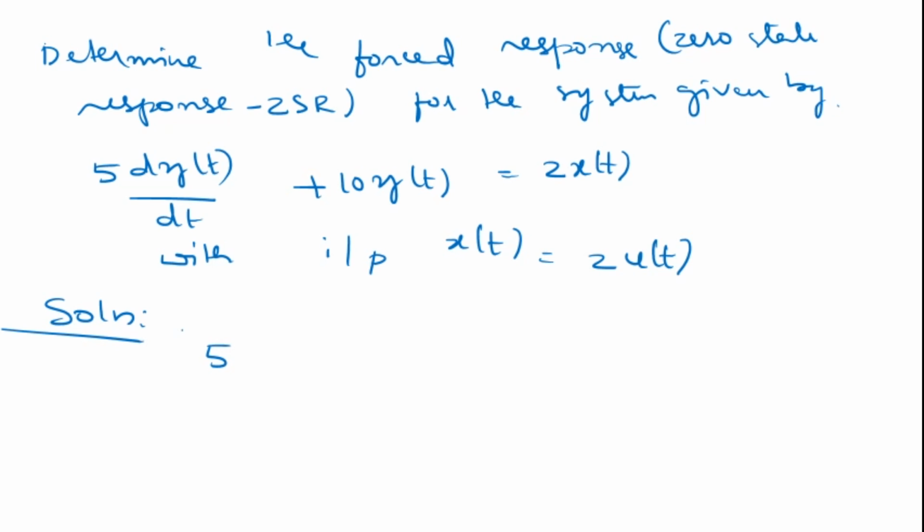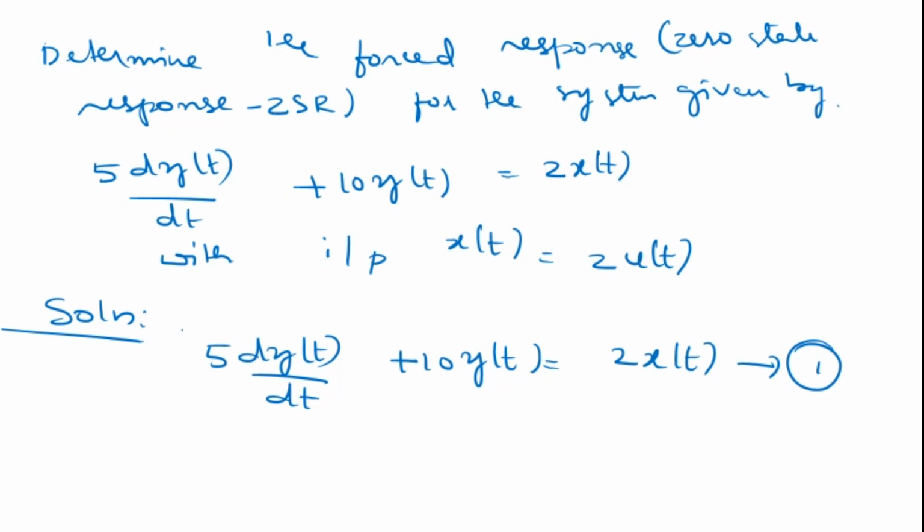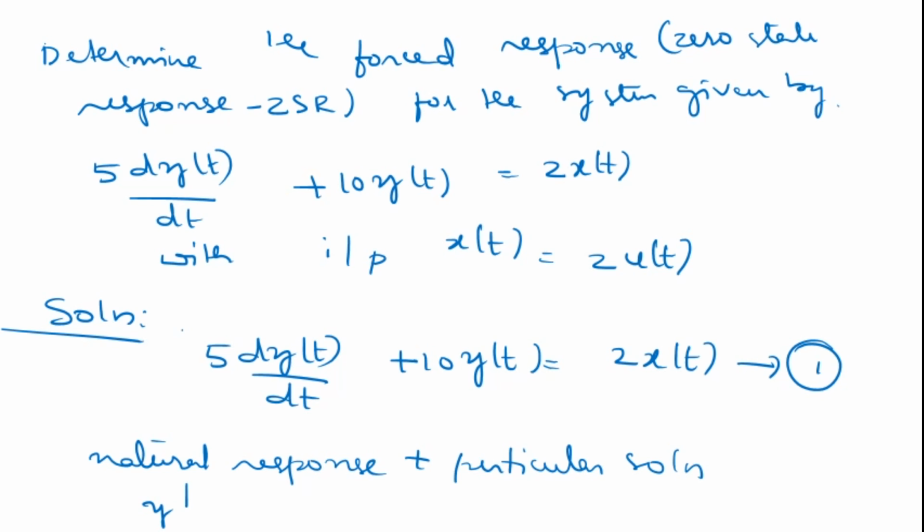It is given 5 dy(t)/dt + 10 y(t) = 2 x(t). We will call it equation number 1. Then the forced response occurs due to the input only, and it has a natural response and a particular solution. Then y_f(t) = y_n(t) + y_p(t).